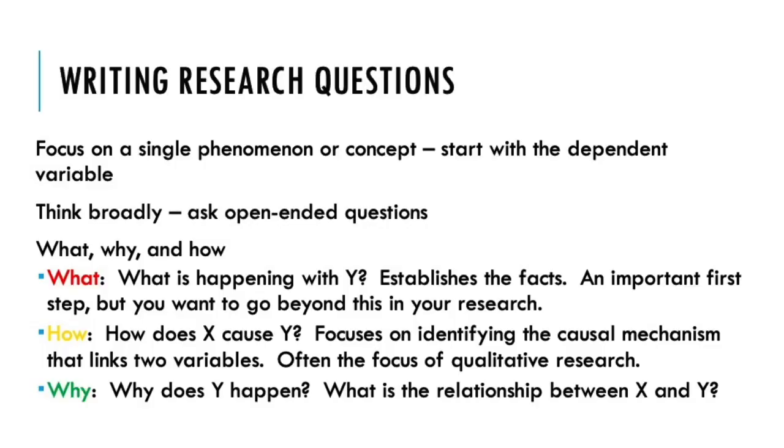To put the bottom line up front, it's often easiest to start by thinking about the outcome or effect that you're interested in first. Then think about what might cause that effect. Also, you want to ask a how or a why question. For example, why do some protests lead to a democratic transition, but not others?